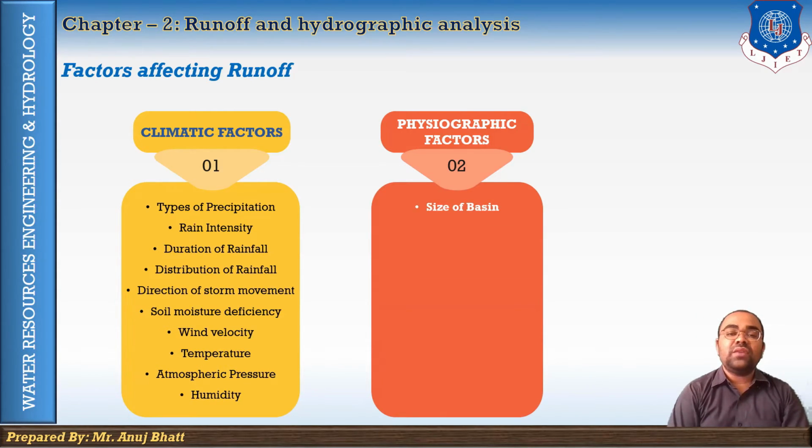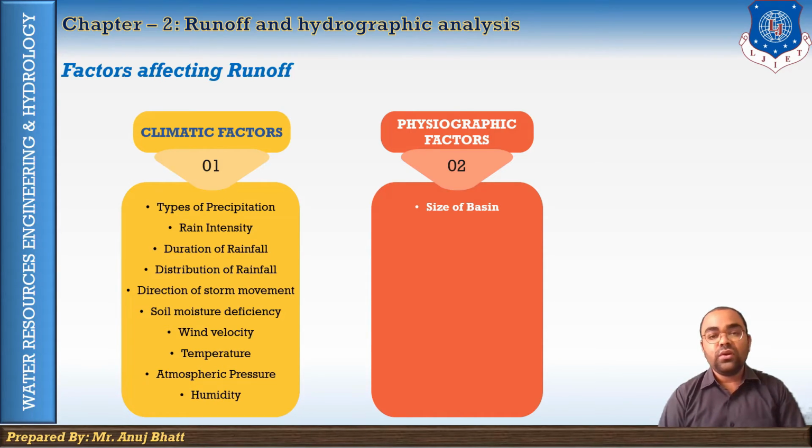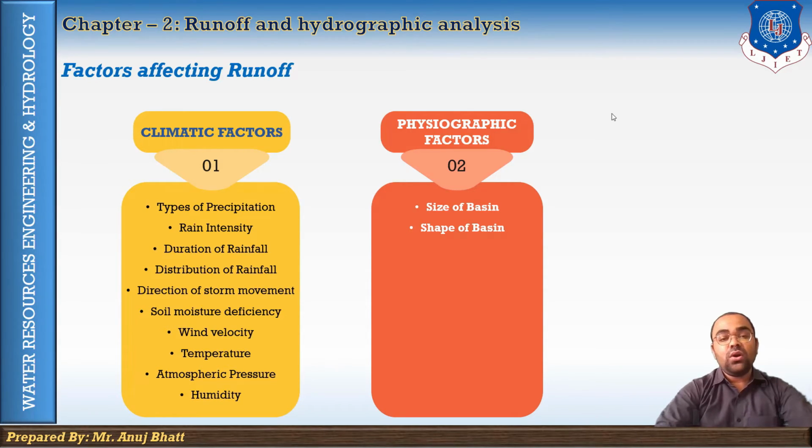While talking about the physiographic factors, first the size of the basin. In general, the larger the drainage basin, the greater will be the runoff, and the size of the catchment has a finite effect on the runoff. So the more the area, the more will be the runoff. Now if we talk about the shape of the basin, a drainage basin may be either fan shaped or fern shaped. If the catchment area is small and fern shaped, then the runoff will be low. But if the catchment area is large and fan shaped, the runoff will be more.